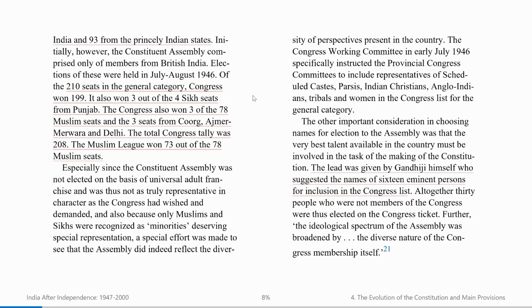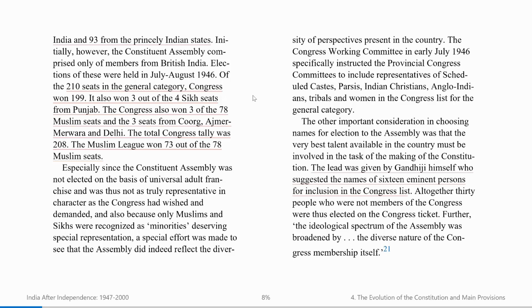It had other representatives as well. The Anglo-Indian community was represented by Frank Anthony, the Parsis by H.P. Modi, Muslims by Muhammad Sadullah, and Sikhs by Hukum Singh, right? But in time, after partition, it was basically reduced to 299, that is 229 plus 70, right? And the maximum was from UP, that is 55.